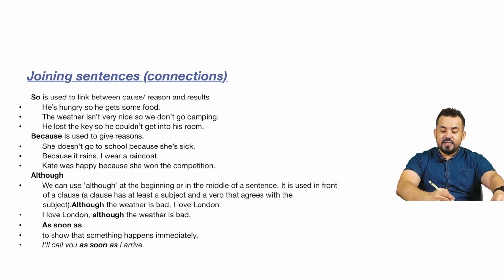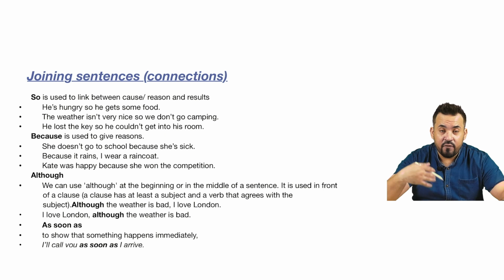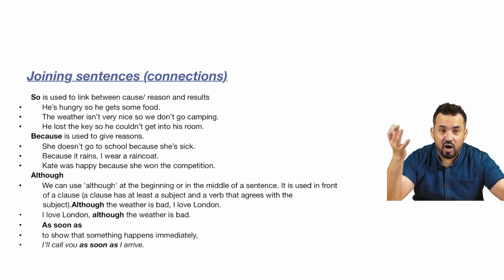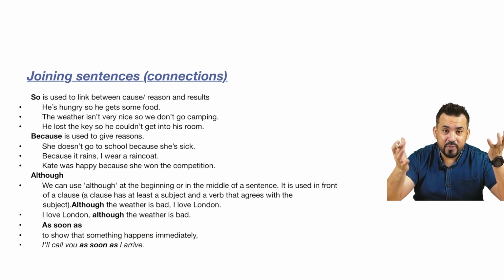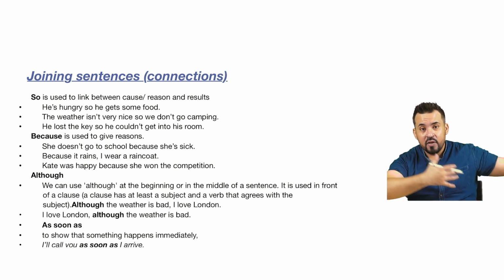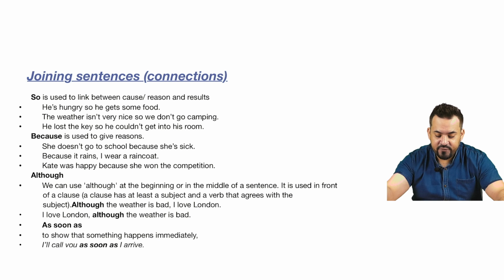All right, now let's see another conjunction, and this means "so". So here means as a result of, or for that reason. So it means to link between a cause and a result, to indicate what happened as a result of that reason. Let's take a look. He's hungry, so he gets some food.